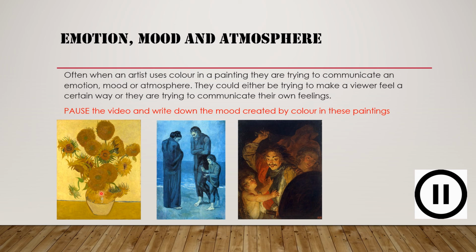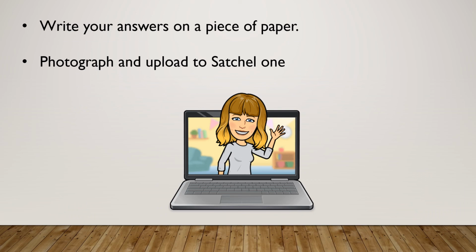This one here is a mixture of yellows and oranges. This one here, we have a mixture of very cold blues, whereas this one here is quite dark, but we have this vivid red running through the middle. Pause the video and write down what mood or emotion or atmosphere is created by colour in these paintings.